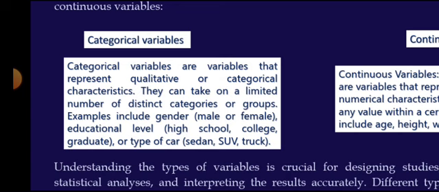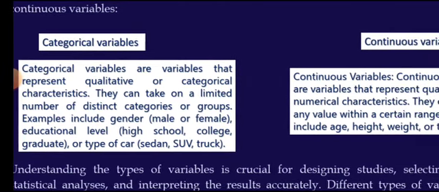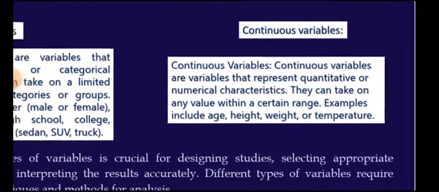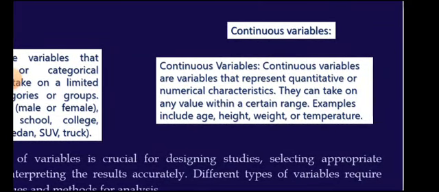Now, when you're looking at this type of variable, it is not that you can't call it an independent variable. Okay, you can call it an independent variable, but this independent variable already has categories. Okay, now you have the continuous variable.